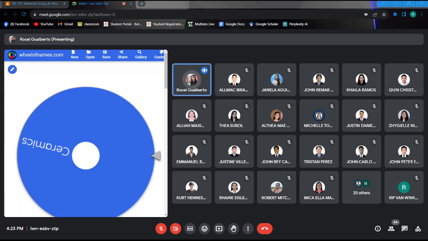Pag-conduct po natin ng experiment, per group lang po ang papasok po doon sa center, at yung iba po ay doon muna po sa labas. Hindi din po doon tayo mag-stay sa STIR Hub, kundi doon muna po tayo sa may parking area ng STIR Hub.